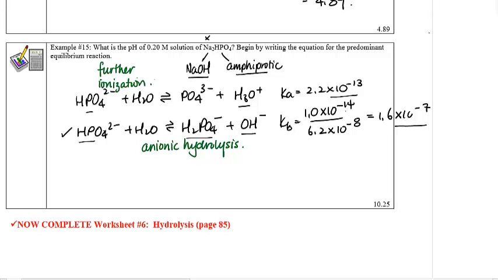So when we take a look at the negative ion, if it behaves in the typical way and forms a hydroxide ion, that process is called anionic hydrolysis. However, in the case when the negative ion goes ahead and reacts with water to form a hydronium ion, then the new name that we use for this particular reaction is called further ionization.